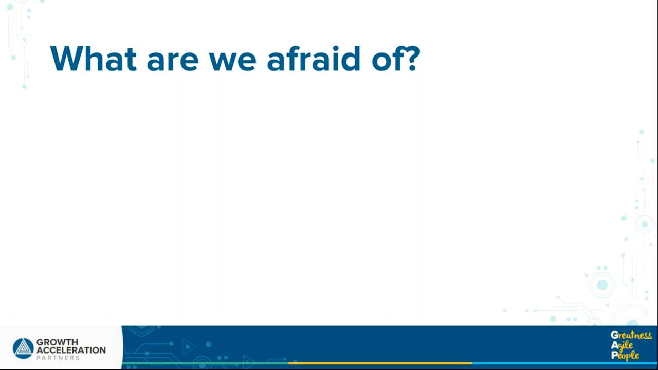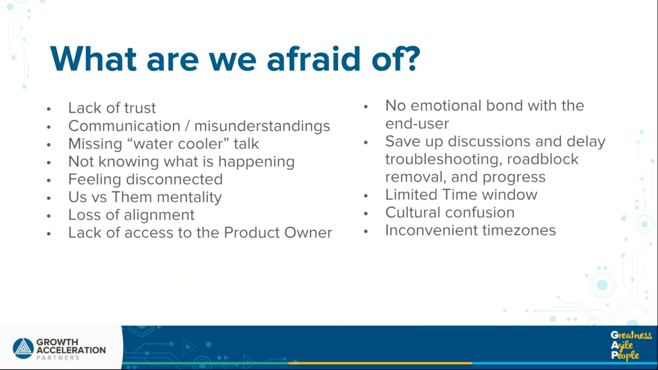So one of the things, as I asked this question of many people, these are some of the answers that came up, and I think we heard many of those here. Feeling disconnected, limited time window, trying to find the right time, an us versus them mentality, where the people I can see are us, and the people I can't see are them. These are all real fears and risks of having a distributed team.